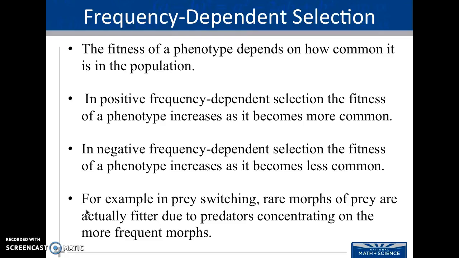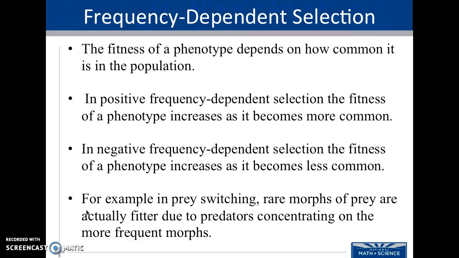The idea of frequency-dependent selection indicates that the fitness of a phenotype depends on how common it is in the population. In positive frequency-dependent selection, the fitness of a phenotype increases as it becomes more common. In negative frequency-dependent selection, the fitness of a phenotype increases as it becomes less common. So there are two scenarios that we are talking about, and this is totally dependent on the type of population we are looking at. Either a very common genotype makes an organism more fit, or having the less common phenotype makes them more fit.